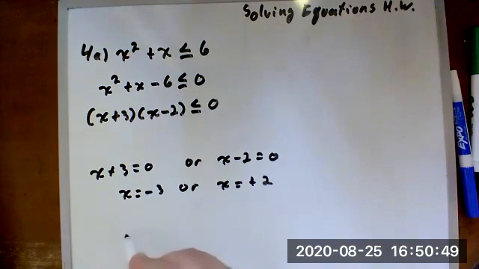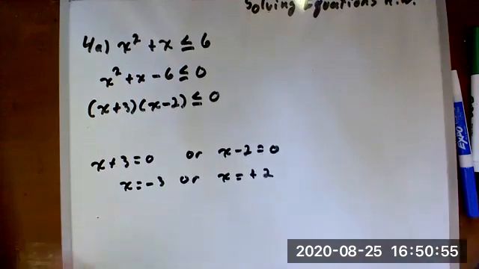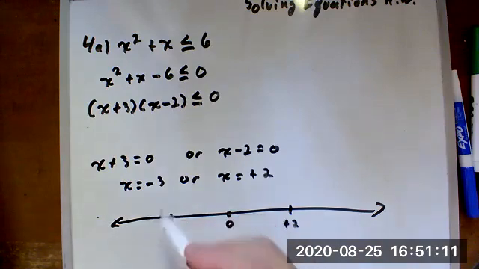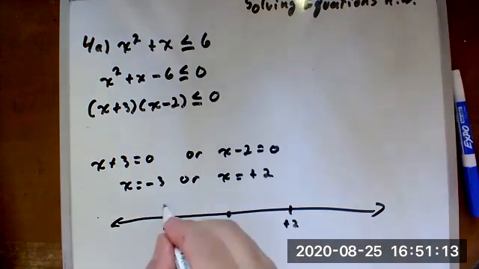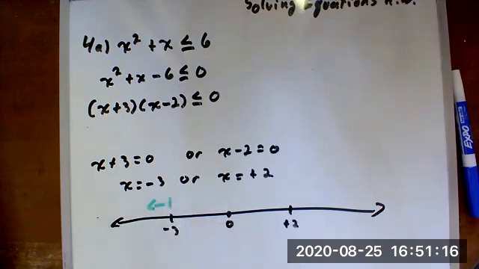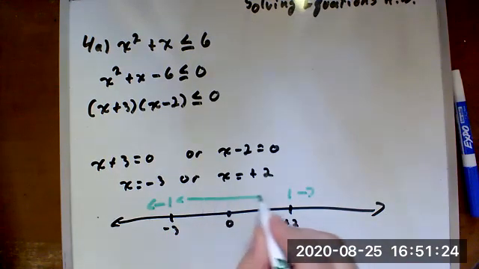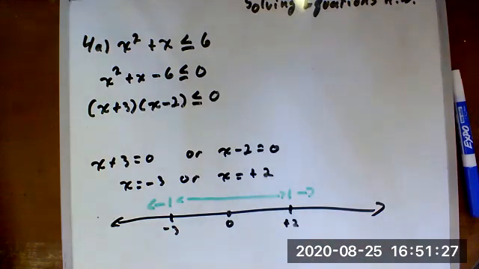So if we think of this as a number line just really quickly, make sure that I have this all on the screen here. There's our 0. There's negative 3. There's positive 2. So we have 3 places that we need to check. We need to check this side, everything that's less than negative 3. We need to check that side, everything that's greater than positive 2. And we need to check this middle section, everything between negative 3 and positive 2.